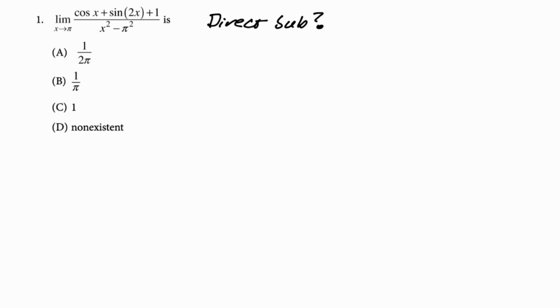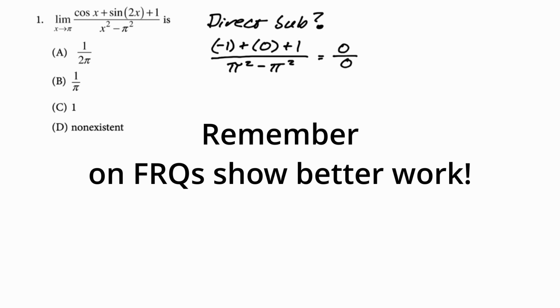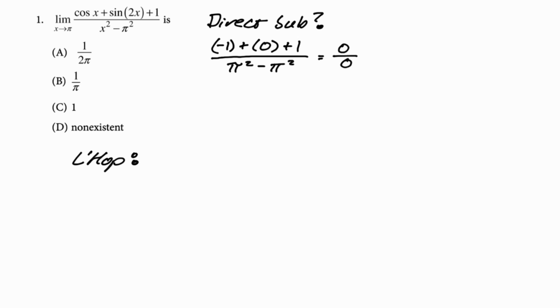Cosine of pi is -1, sine of 2 pi is 0, and then there's a 1. So we get -1, we get a 0, and we get plus 1. So the numerator is giving us 0. And then in the denominator, we're going to get pi squared minus pi squared, which is just going to give us 0. So we are getting 0 over 0. All right, so this is a L'Hopital's situation. So we're going to have to apply L'Hopital's rule.